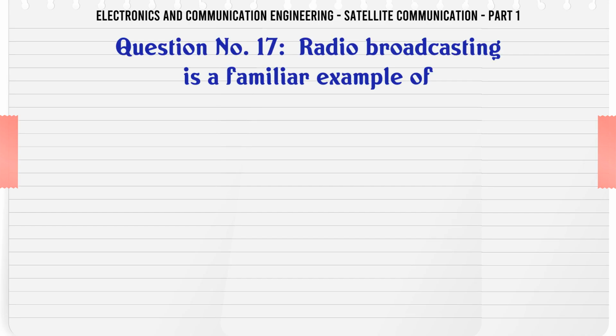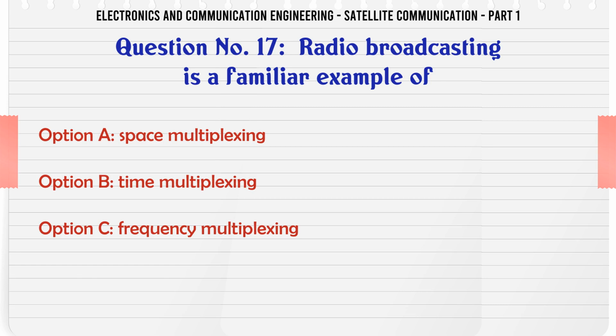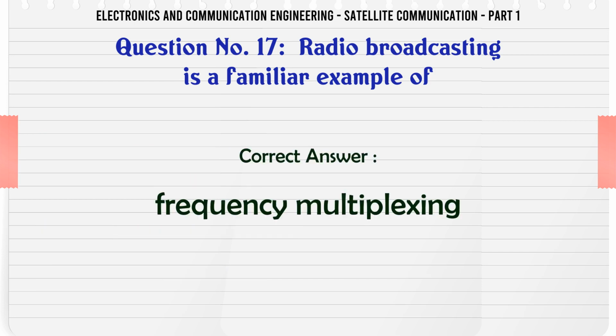Radio broadcasting is a familiar example of A. Space multiplexing, B. Time multiplexing, C. Frequency multiplexing, D. None of the above. The correct answer is frequency multiplexing.